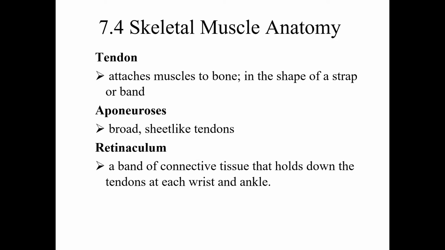Let's now discuss the skeletal muscle anatomy. Now, in the skeletal muscle anatomy, you don't only have the skeleton and the muscle itself. We also have structures such as the tendon, aponeurosis, and the retinaculum. Tendon attaches a muscle to the bone. It is in the shape of a strap or a band. On the other hand, aponeurosis is a broad sheet-like tendon. And lastly, the retinaculum is a band of connective tissue that holds down the tendons at each wrist and ankle that you will see later.